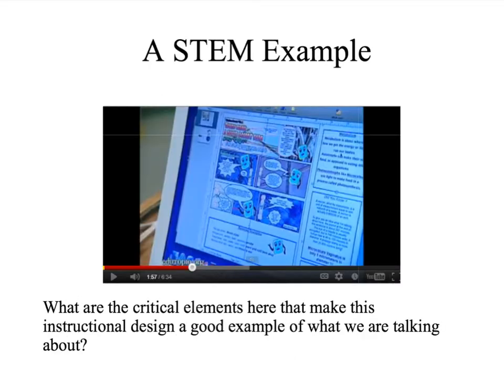I've also provided a good video for you on the Moodle, an example of an interdisciplinary project that's really part science, part language arts, and part technology. So take a look at that as well so you can walk through another sample STEM project.